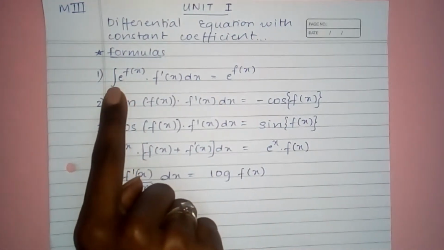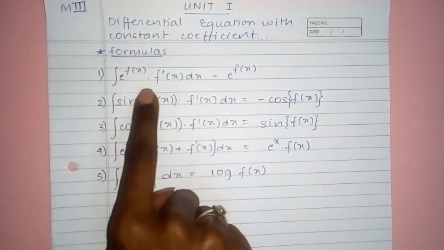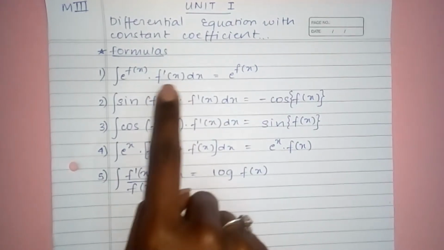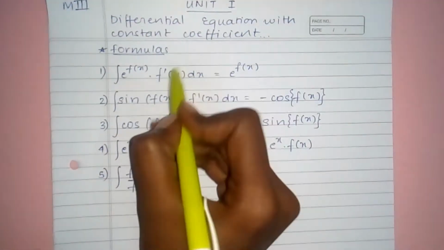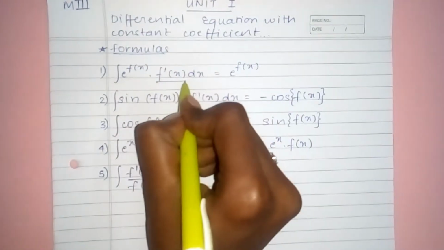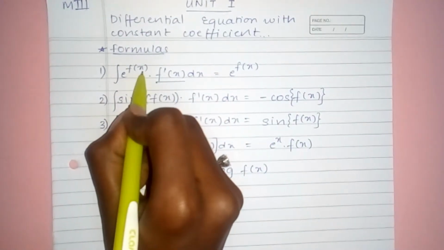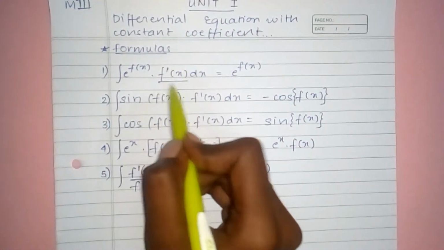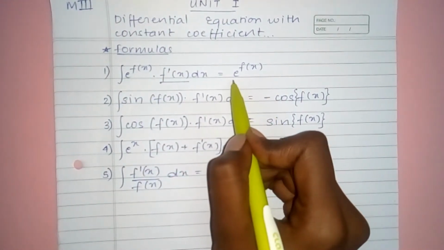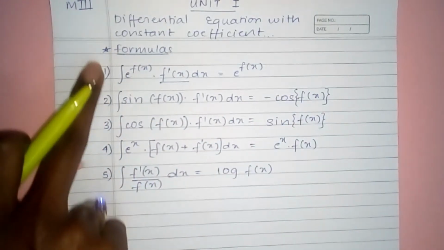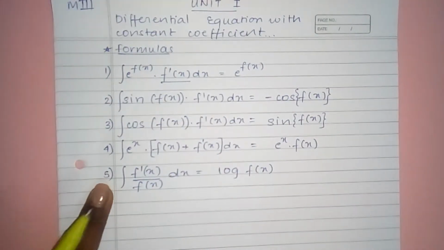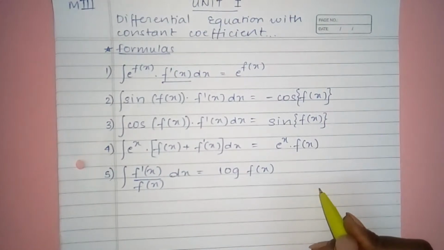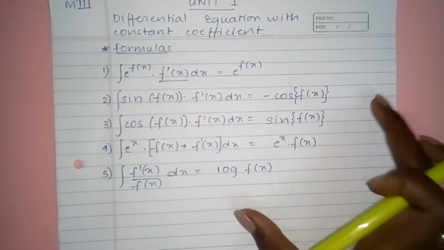So this is the integration of e raised to f of x into f dash of x, that is the derivative. When we see that it is f dash of x, then it is the derivative of f of x. For example, e raised to sine x into the derivative of sine x, then the result will be e raised to f of x. Similarly, there are 5 formulas. These formulas are very important, so we have to learn all of them.